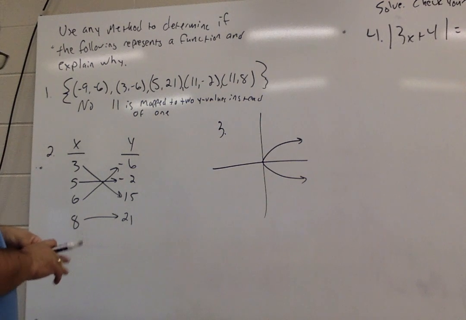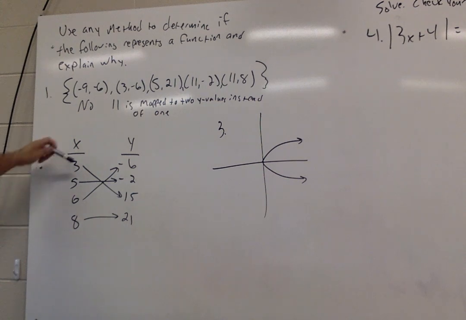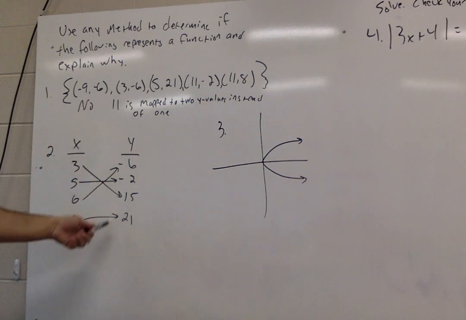Okay, look at number 2. Look at number 2. I have 3 being mapped to 15, 5 being mapped to -2, 6 being mapped to -6, and 8 being mapped to 21. Does this function map represent a function? Why?